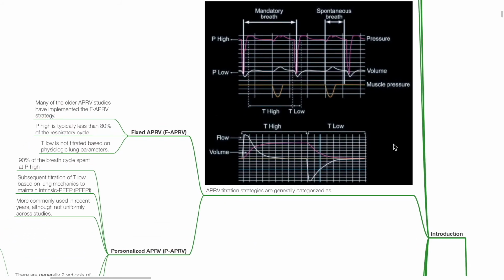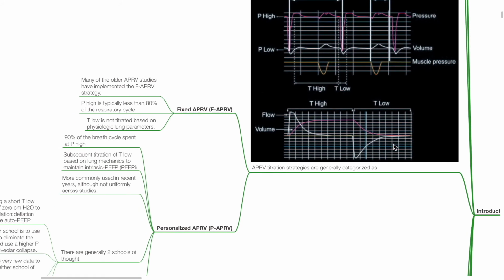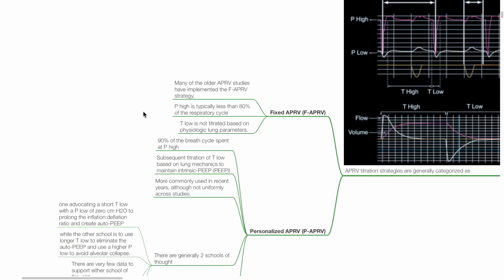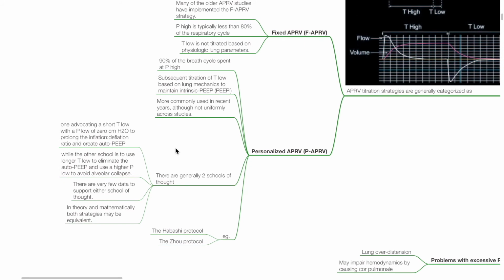APRV titration strategies are generally categorized as fixed APRV and personalized APRV. For fixed APRV, many of the older APRV studies have implemented the fixed APRV strategy. P-high is typically less than 80% of the respiratory cycle, and T-low is not titrated based on physiologic lung parameters. In personalized APRV, 90% of the breath cycle is spent at P-high. Subsequent titration of T-low is based on lung mechanics to maintain intrinsic peak.